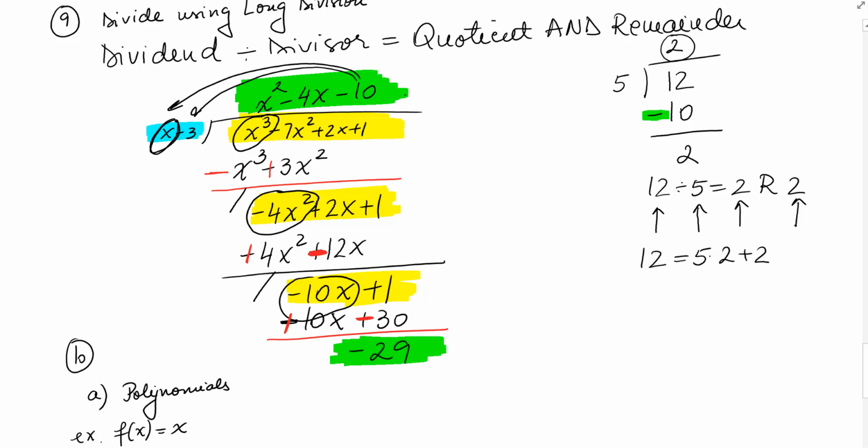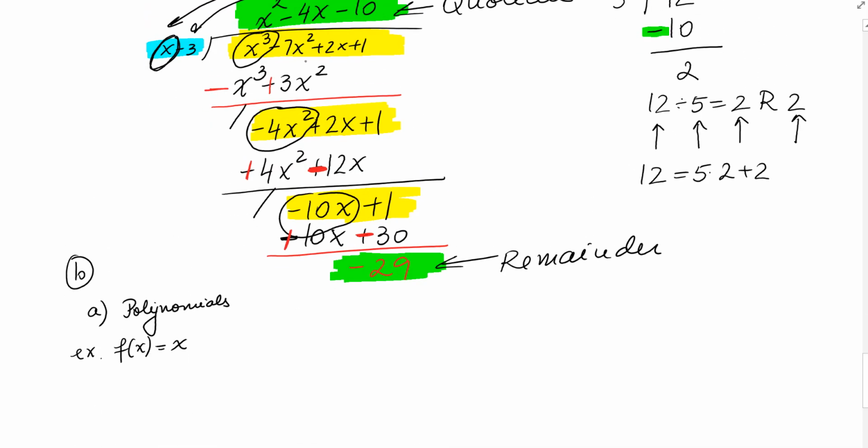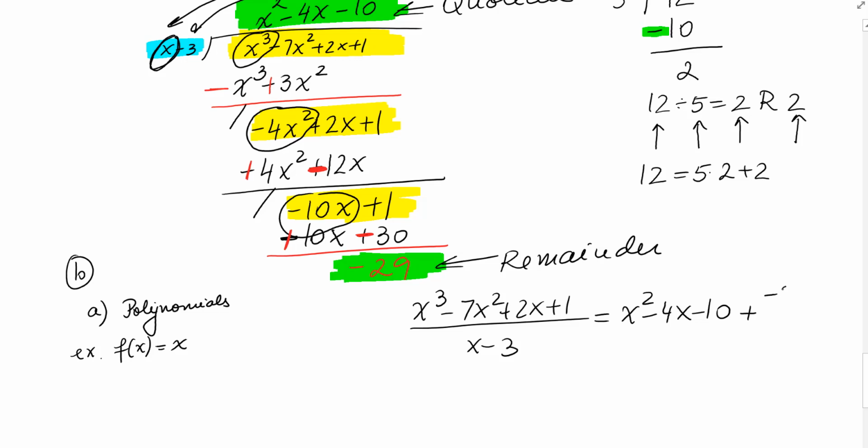So this is the quotient, and this is the remainder. So basically, x cubed minus 7x squared plus 2x plus 1 over x minus 3 can be written as x squared minus 4x minus 10 plus the remainder negative 29 over x minus 3. We can write it mathematically this way.